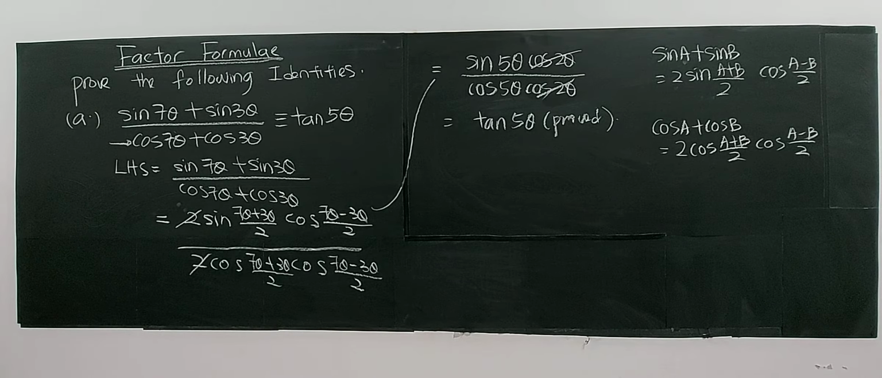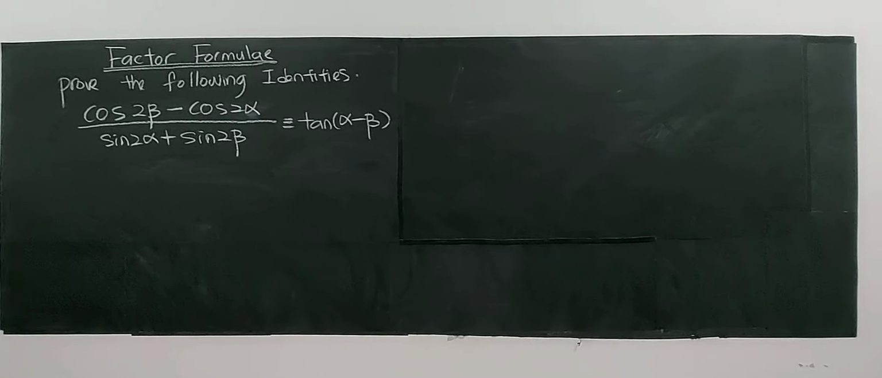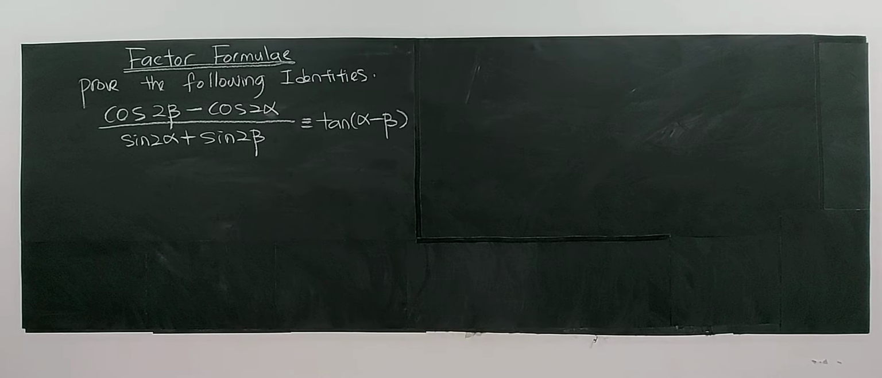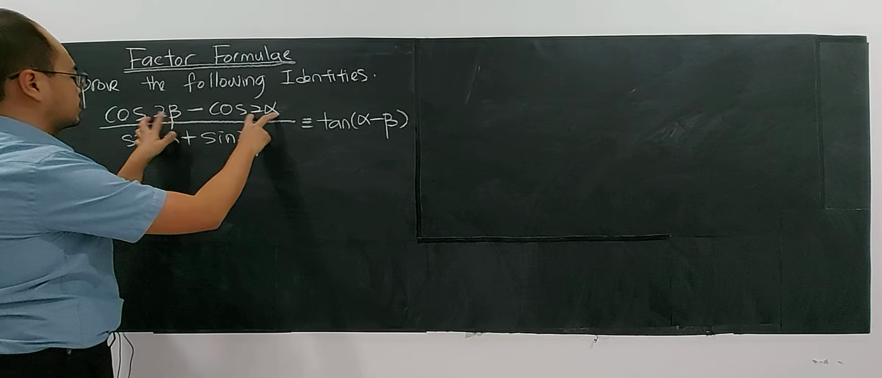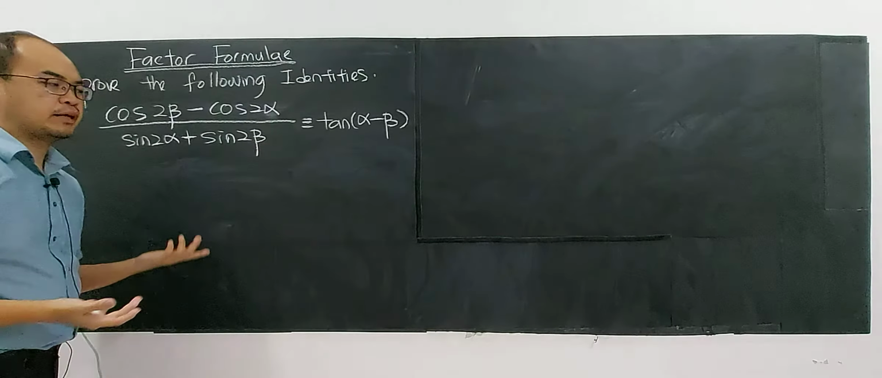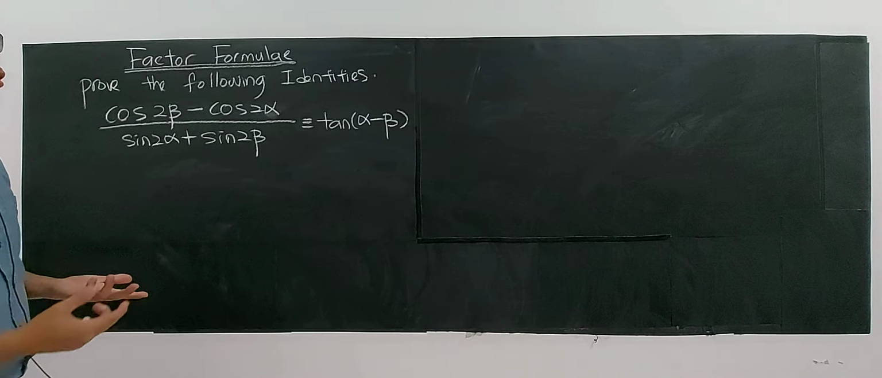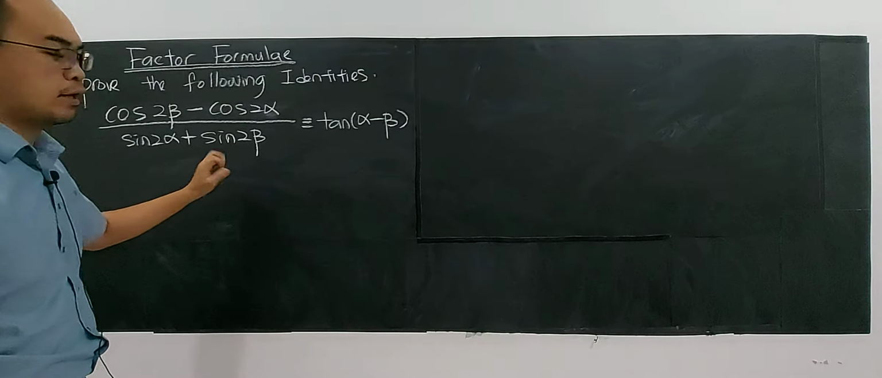Let's look at another identity which I'm going to prove. Okay, let's continue with these identities. Here you have a 2, so double angle may apply, but as I see the final product here, it won't be a double angle. Usually if I see 2, I will apply the double angle formula.